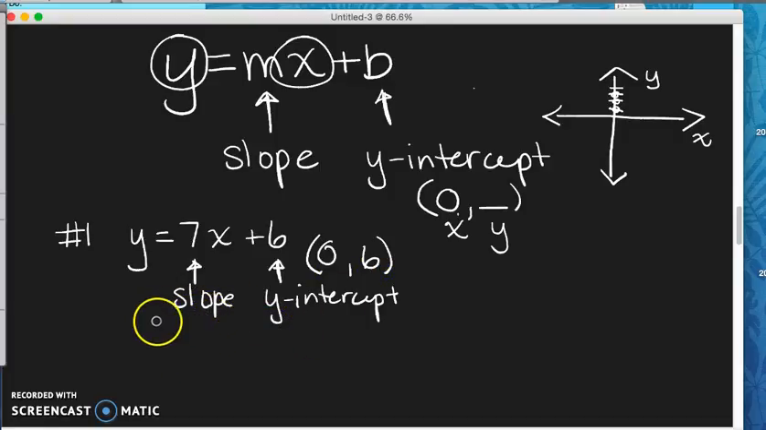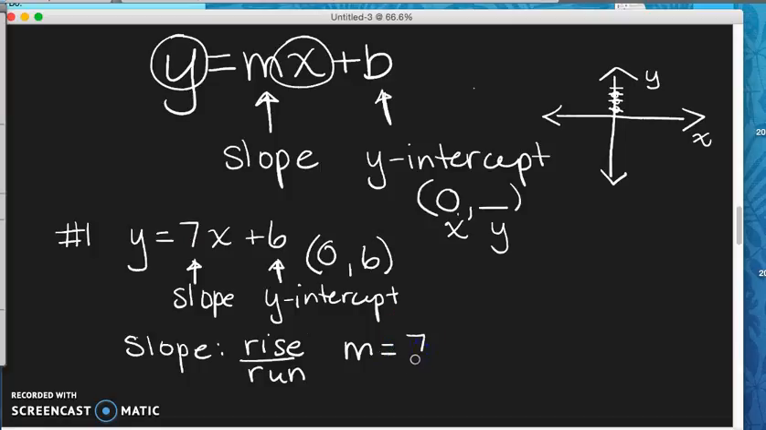Your slope is always going to be a ratio, and slope is the rise over run, meaning the steepness of your line. So when you have your slope of 7, remember, any number can be written as a fraction over 1, and it still represents itself. So in this case, your slope is you went up 7 points and you went to the right 1 point. That would be your slope of this line.